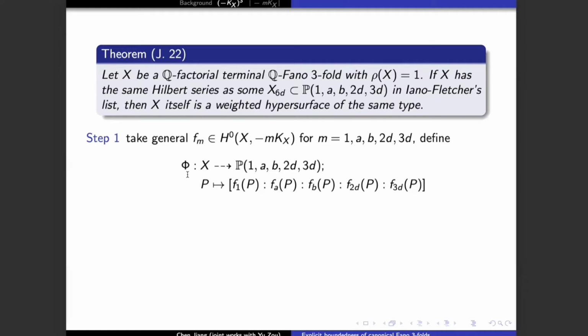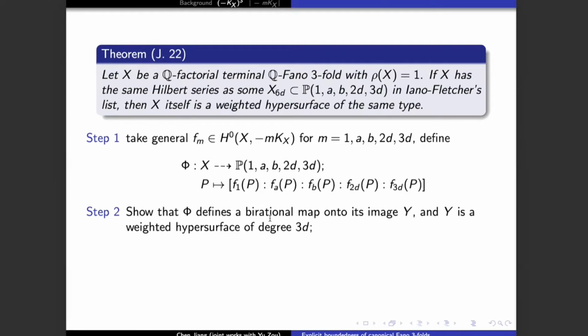We call it phi. Then we study the geometry of phi, and we can show that phi defines a birational map from X to its image, and we call the image Y. Then as you can see, Y should be a hypersurface of this weighted projective space, but we should also show that, oh sorry, here is 60. So we should also show that the degree of Y in this projective space is 60. So sorry, here is 60.